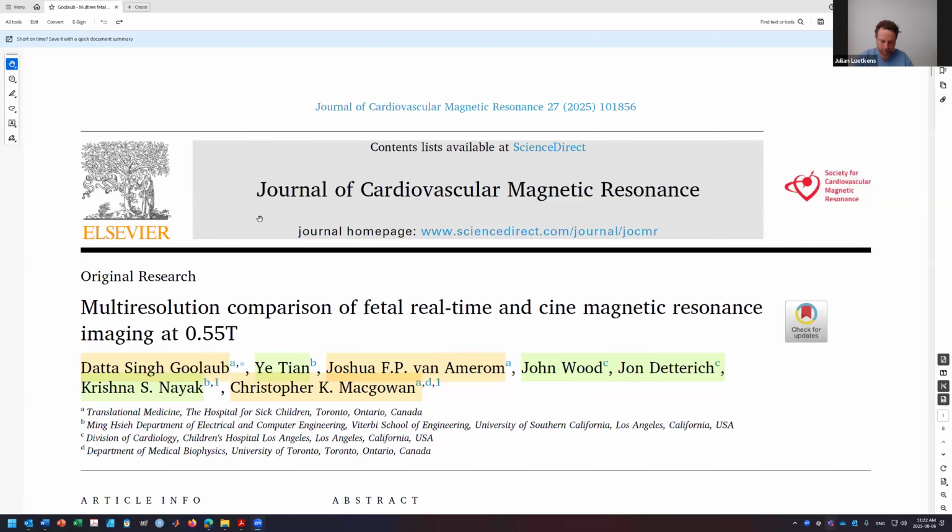All right, I'm glad there's so many questions, but we are going to move to our second speaker, and perhaps some of these questions are relevant as well for Dr. McGowan. So thank you again, Dr. Litkins. Dr. McGowan, you can share your screen. Perfect. All right, now we're going to move from 3T to 0.55T and take a look at fetal cardiac imaging there. Please go ahead. Okay, can you hear me okay?